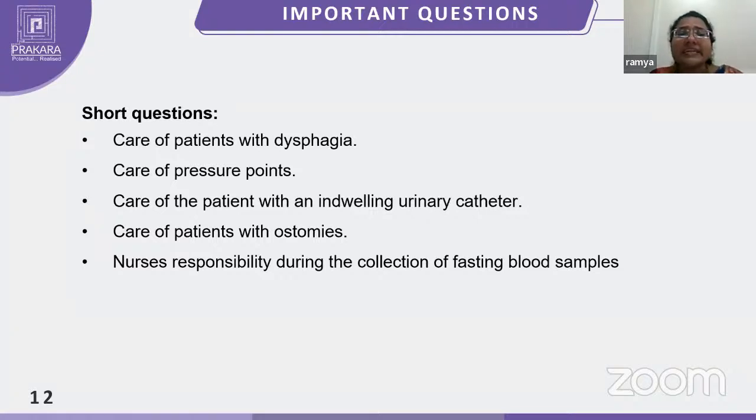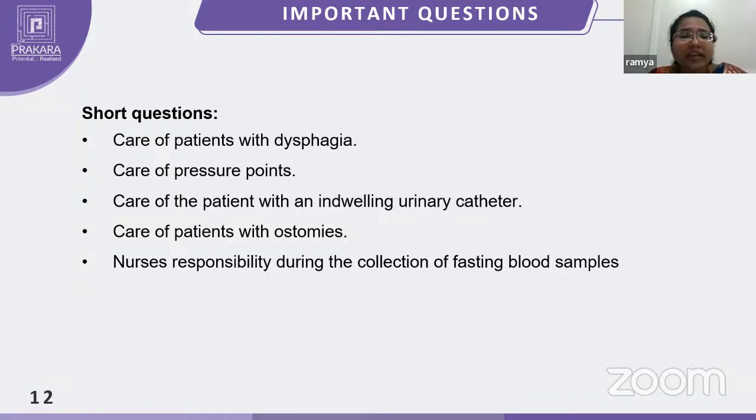Some of the important short answer questions may be the care of patients with dysphagia and the care of pressure points on the bed sore or decubitus ulcers. They can ask what care you can write. And the care of patients with an indwelling urinary catheter. When a patient is catheterized, what care should be given, that you should write. And the care of patients with ostomies. When there are any openings like a colostomy or a tracheostomy, what care is to be given to the patients? You should write it in a procedure manner.